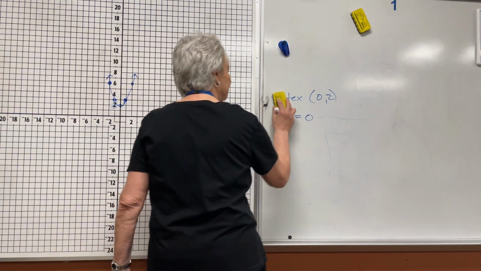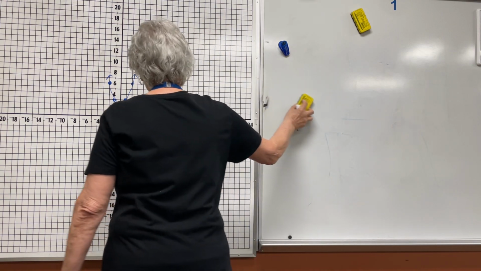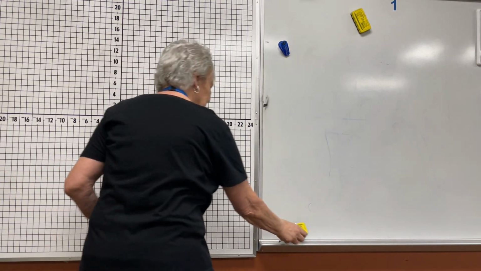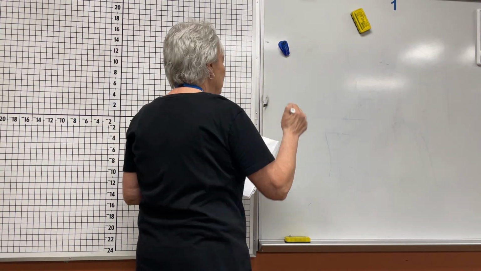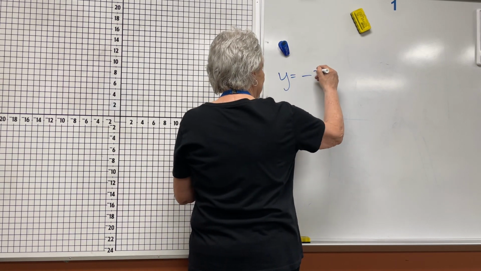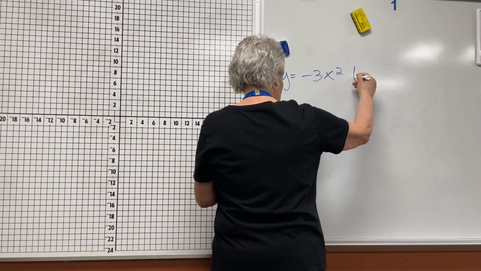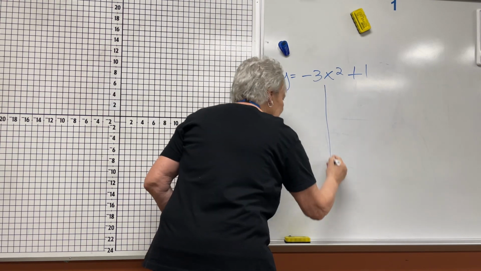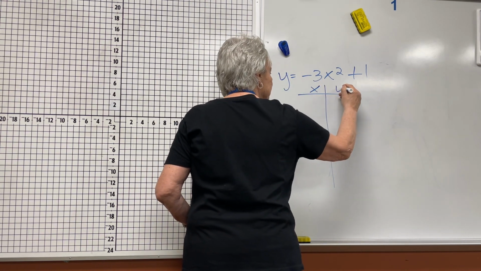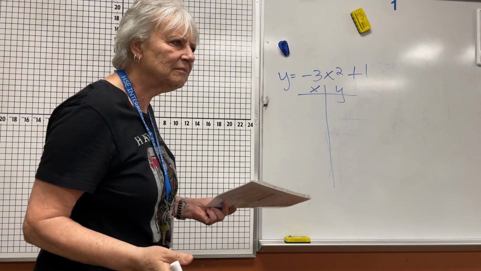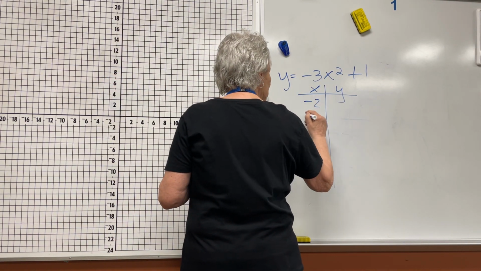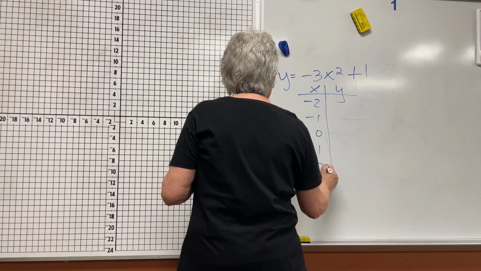Let's graph another one. Try not to give you too much at once on the day of a test. All right, let's graph y equals negative 3x squared plus 1. Okay, you make a t-chart. They call them t-charts? Okay. Negative 2, negative 1, 0, 1, 2.